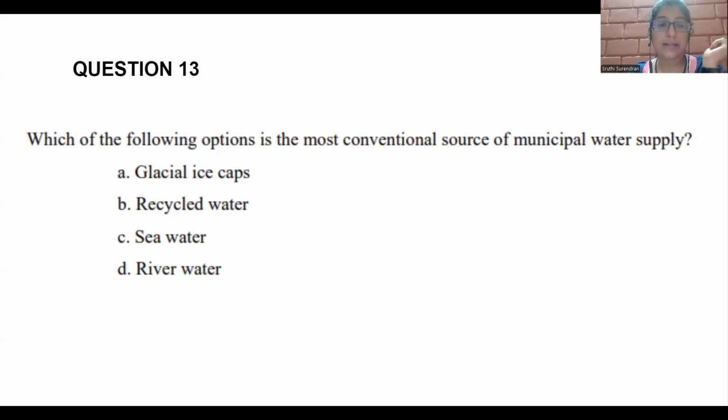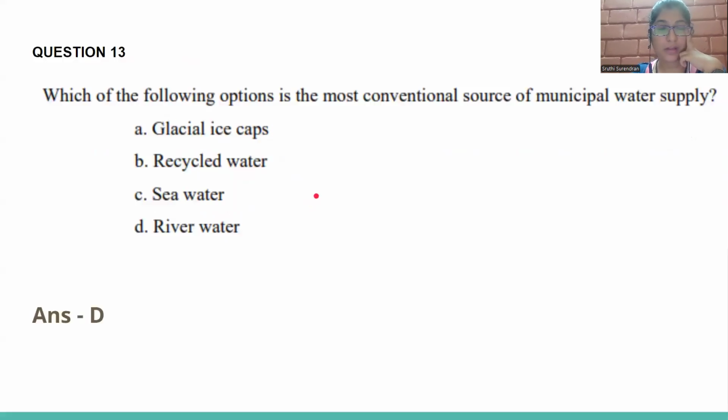No, Arif, we don't get recycled water as water supply into our houses. Probably they have that recycled water in apartments and all for gardening or any other purpose. But as of now, no. In India, they don't provide recycled water for municipal water supply. So the correct answer is river water, like most of you had said.